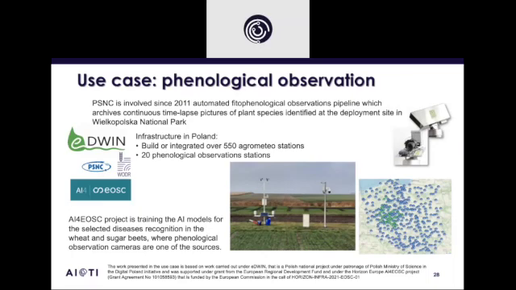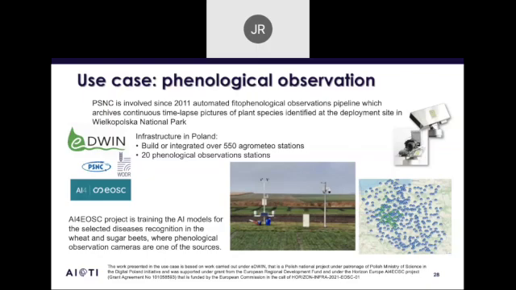So basically, since 2011, we have been doing automated phenological observations of the different plant species identified in the site of Wielkopolska National Park. And well, the first approach, as you could see, was with DSLR cameras. There was precision needed, and that was what was available at that given moment. We basically moved to currently very high resolution cameras, and so we built inside of the project the infrastructure in Poland. So we built or integrated over 550 agrometeorological stations, as you could see on the right, located across the whole of Poland. But on top of that, we also built currently 20 phenological observation stations, and we plan in future for more.